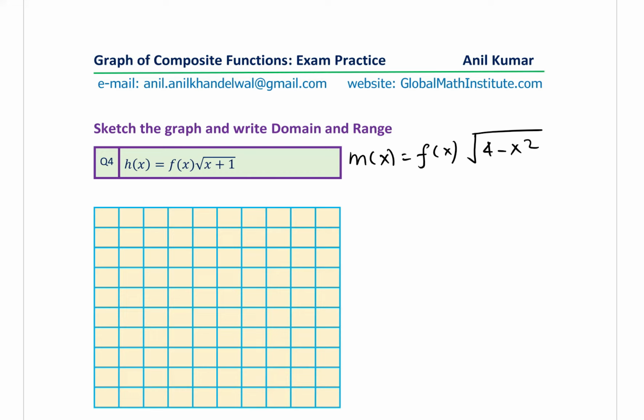Now once again, we know what is f of x. F of x is given to us as equal to 1 or minus 1. If x is greater than 1, it is 1. But if x is less than 1, it is minus 1. Sketching it on the graph paper will look something like this.